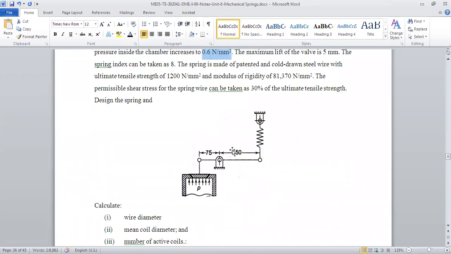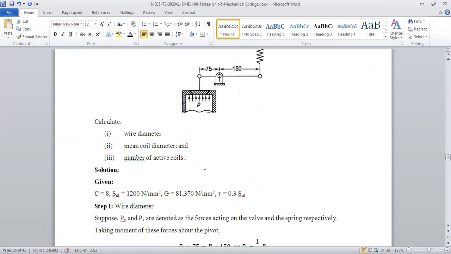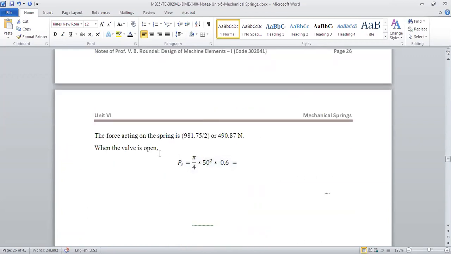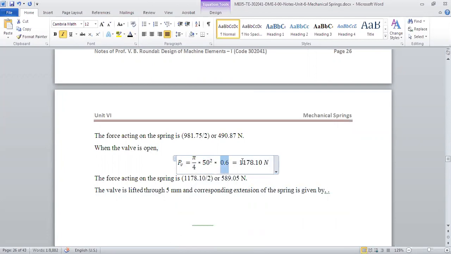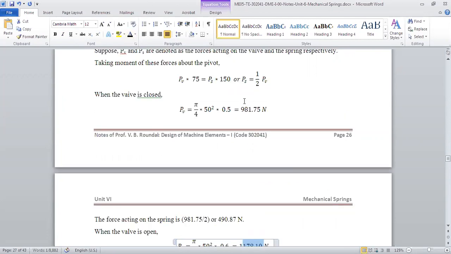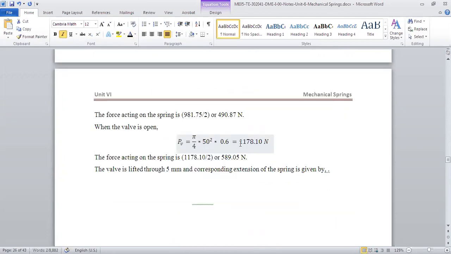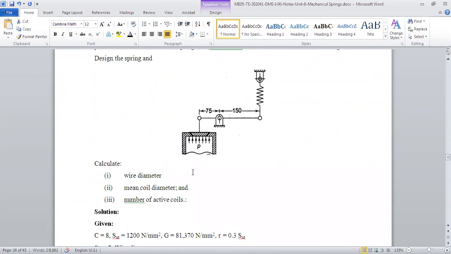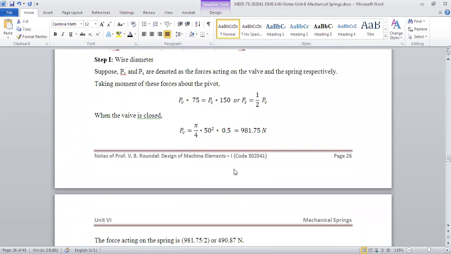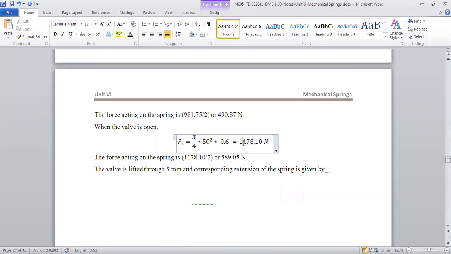Now, when the valve will open, the pressure reaches 0.6 Newton per mm square. At that time, what is the force in the valve? It is pi by 4 d square into 0.6, straightforward, area into pressure. This earlier one is the minimum load when the valve is closed, and this is the maximum load. After this, the valve will open and there cannot be any increase in the load. Contents will go out. So that is 1178.